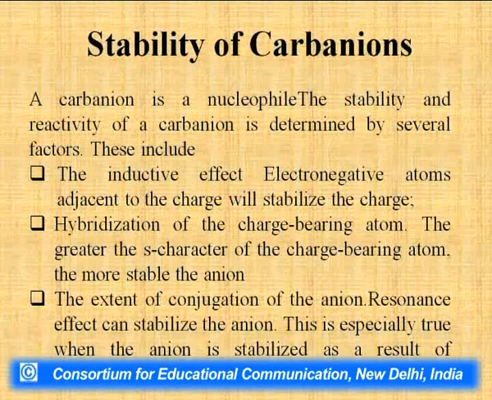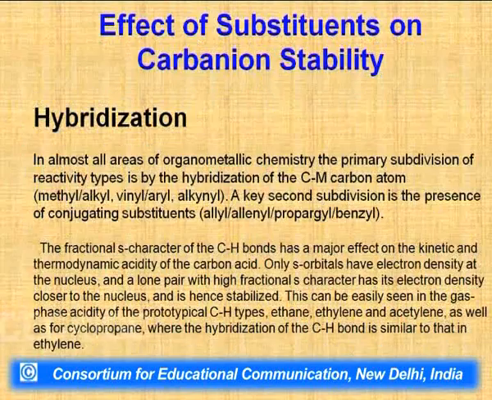Now what is the stability of carbanions? A carbanion is a nucleophile. The stability and the reactivity of a nucleophile is determined by several factors. Number 1, inductive effect. An electronegative atom adjacent to the charge will stabilize the charge. Number 2, hybridization of the charge-bearing atom. The greater the s character of the charge-bearing atom, the more stable the anion. Third, the extent of conjugation of the anion; resonance effect can stabilize the anion. This is especially true when the anion is stabilized as a result of aromaticity. We will discuss this in detail in the coming slides.